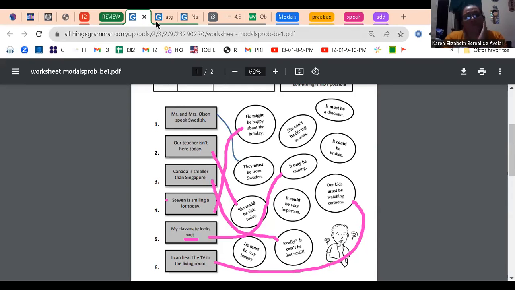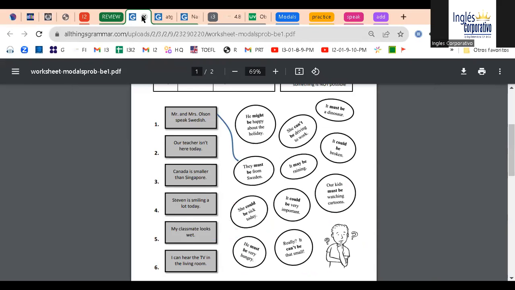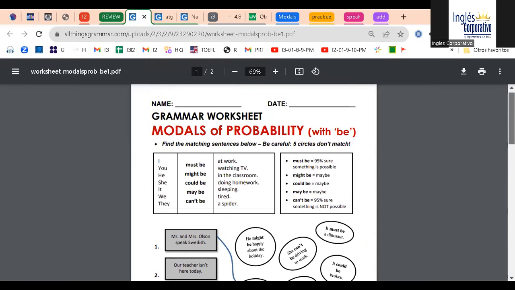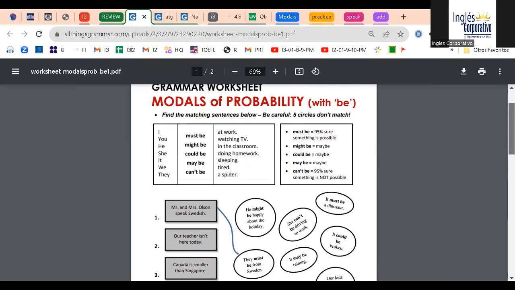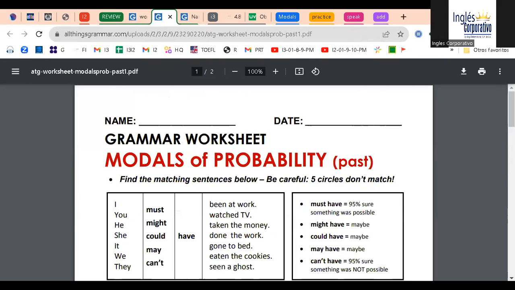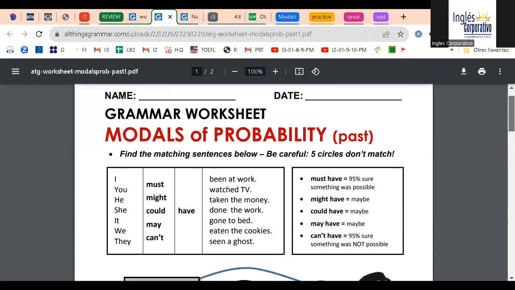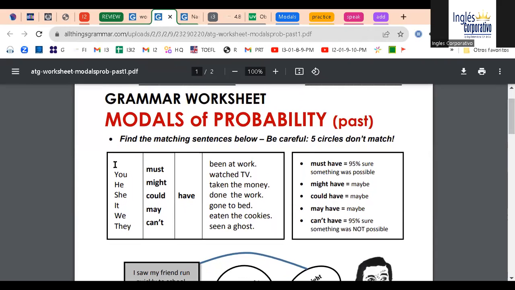So I have some more exercises. So let's see how you do it. Okay, so we have checked probability in the present. So now let's check probability in the past. So we were checking some of these examples. Remember that when we talk about probability in the past, we need subject plus the modal verb plus have. So you don't modify this auxiliary. You keep the same auxiliary, even if you use a third person singular.